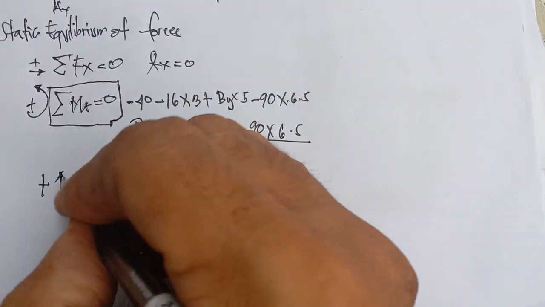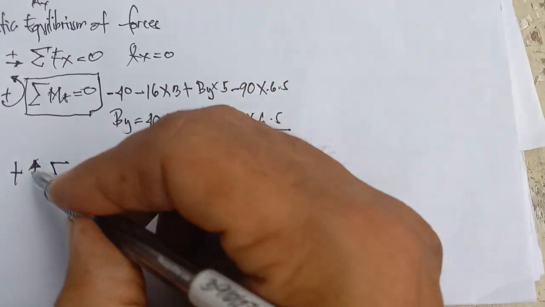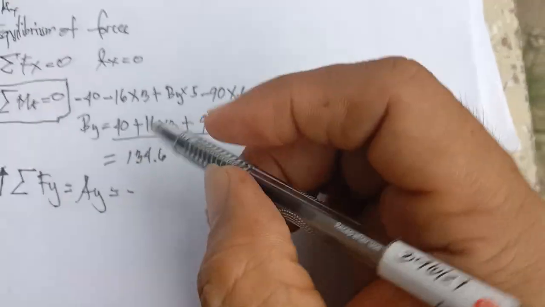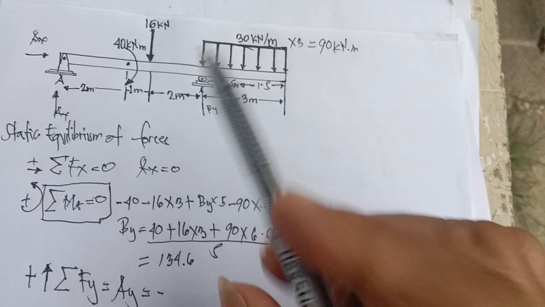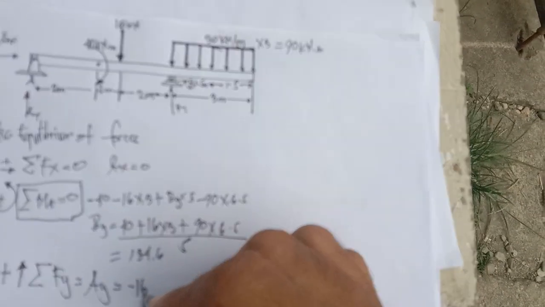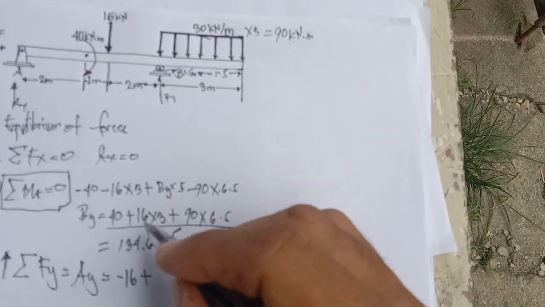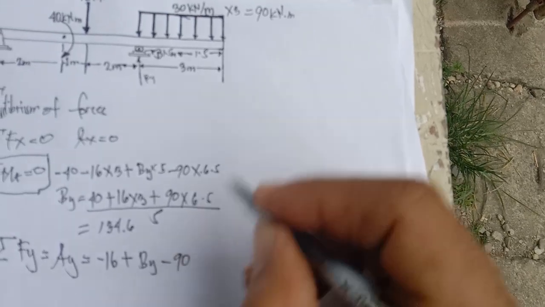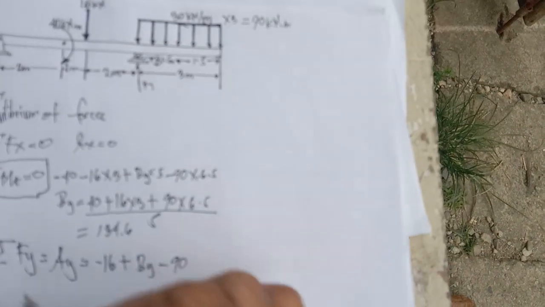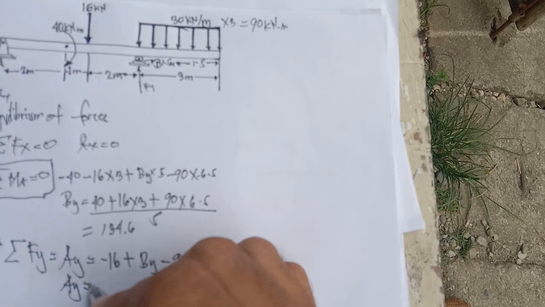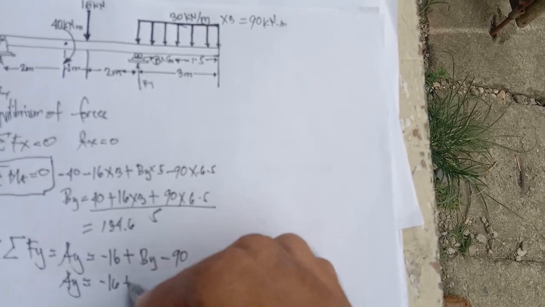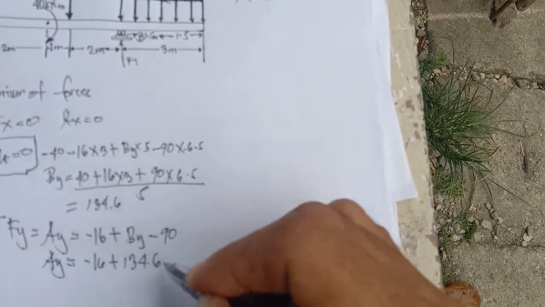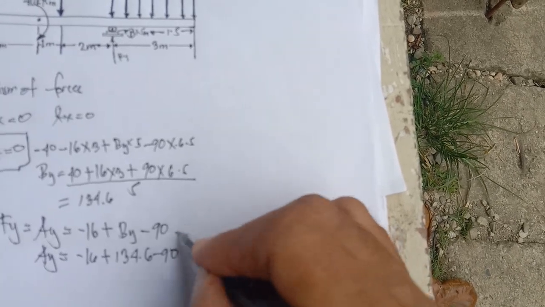Going to summation of FY equals 0. EY, negative 16 kilonewton, plus DY, minus 90, DY is negative 16 plus 134.6 minus 90 is equal to 0.